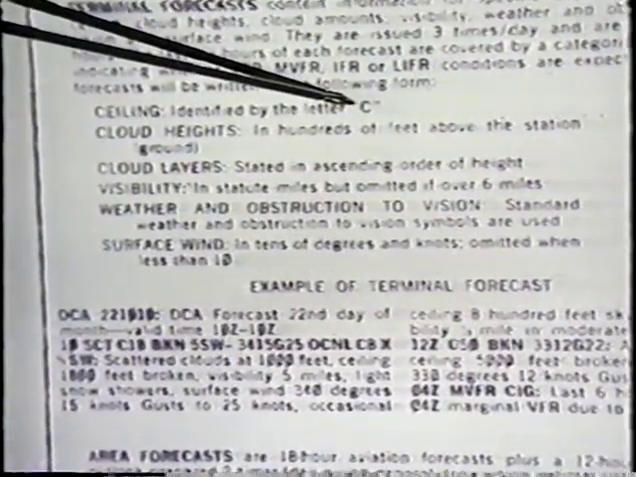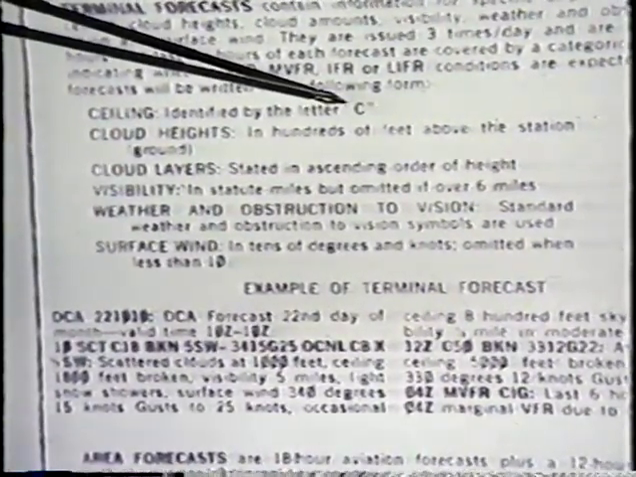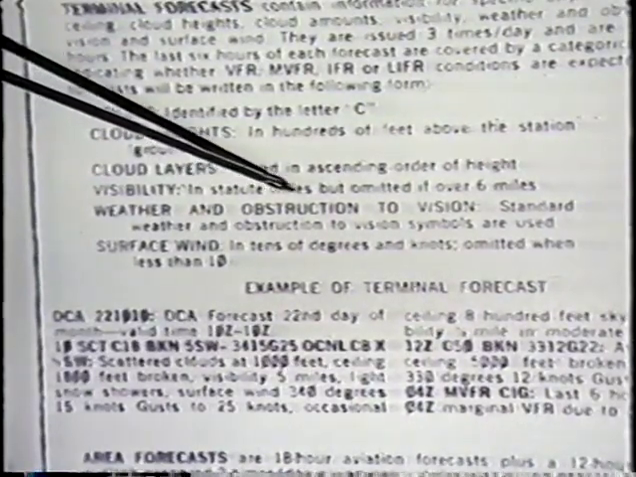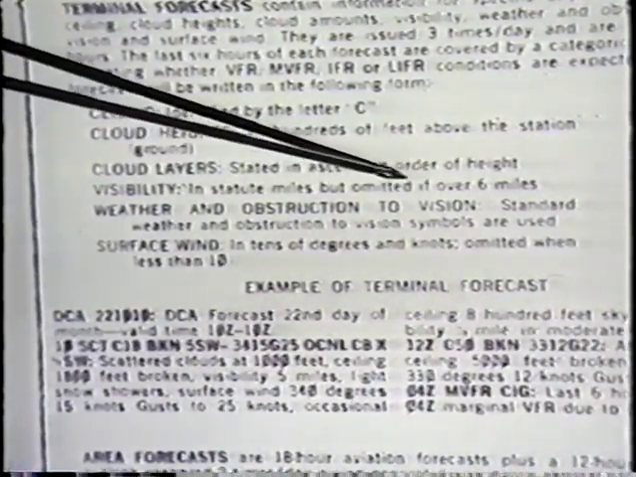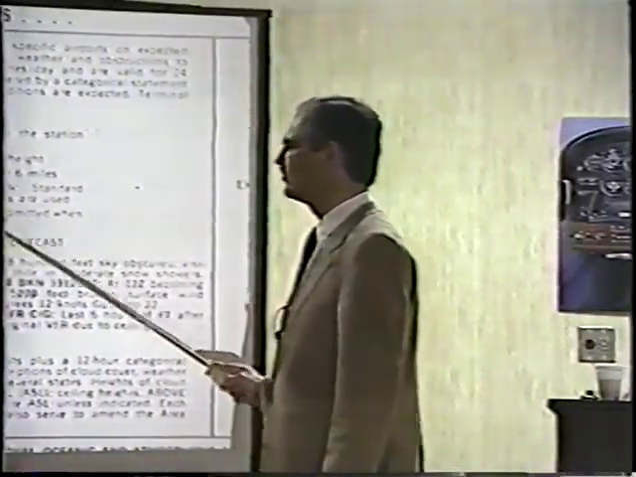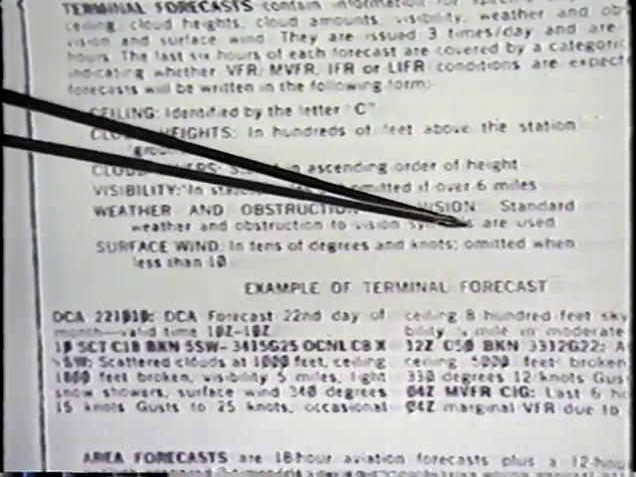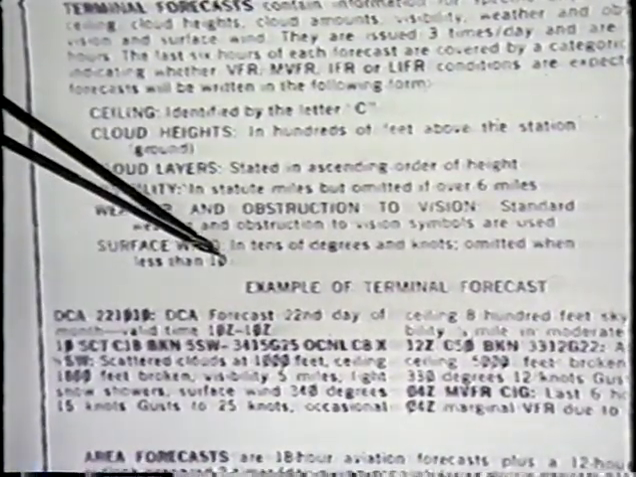Ceiling is shown by a C. They don't have the M for measured and the E for estimated. They just use a C for ceilings. But underline this under visibility. Visibility is in statute miles, but omitted if over 6 miles. So they don't show the visibility if it's over 6. Surface winds in tens of degrees and knots, omitted when less than 10. They don't show the wind unless it's going to be 10 or more.